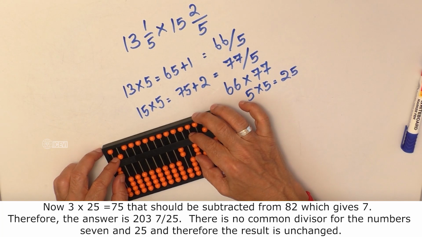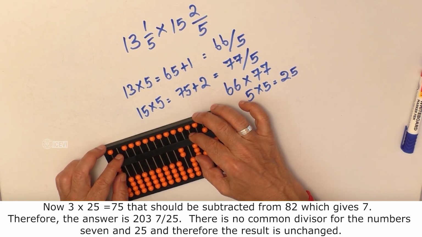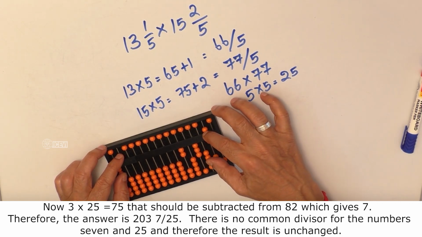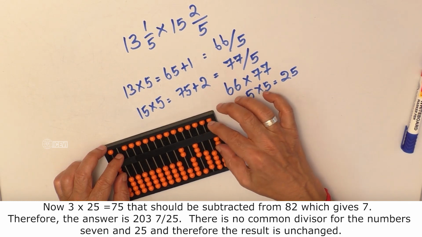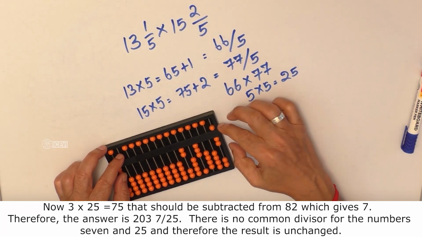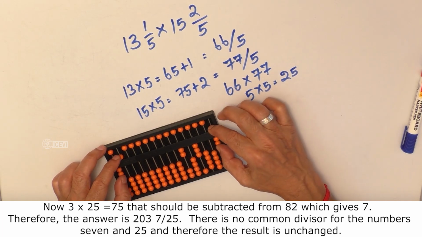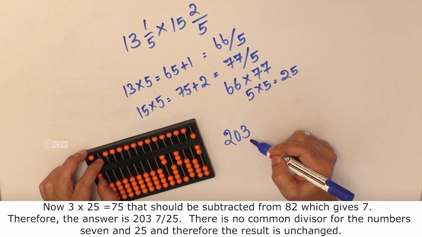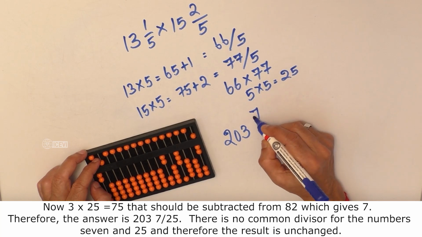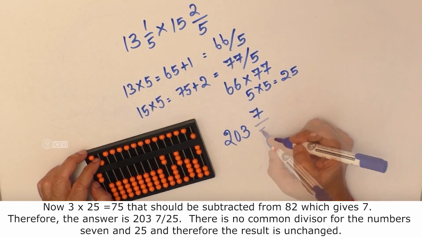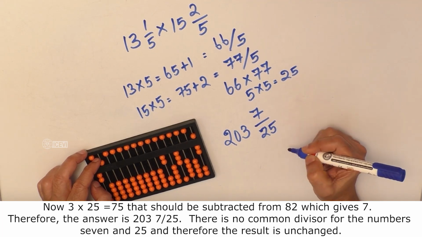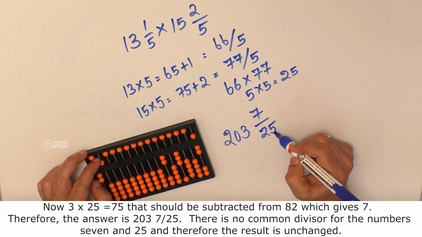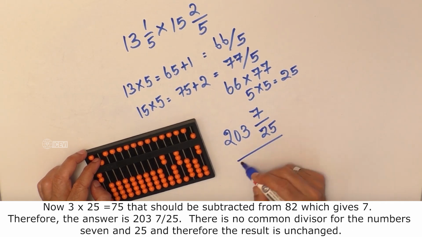Now 3 multiplied by 25 is 75. That should be subtracted from the 82, which gives us 7. Therefore, the answer is 203 as the whole number, 7 as the numerator, and 25 as the denominator. There is no common divisor for the numbers 7 and 25, and therefore the result is unchanged.